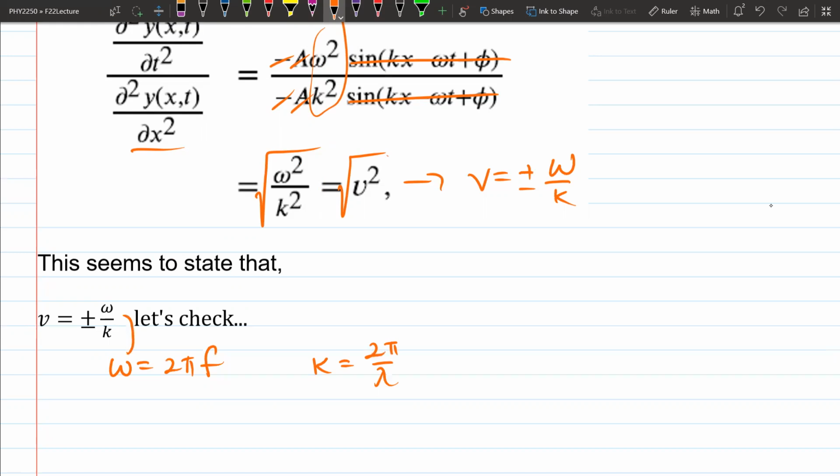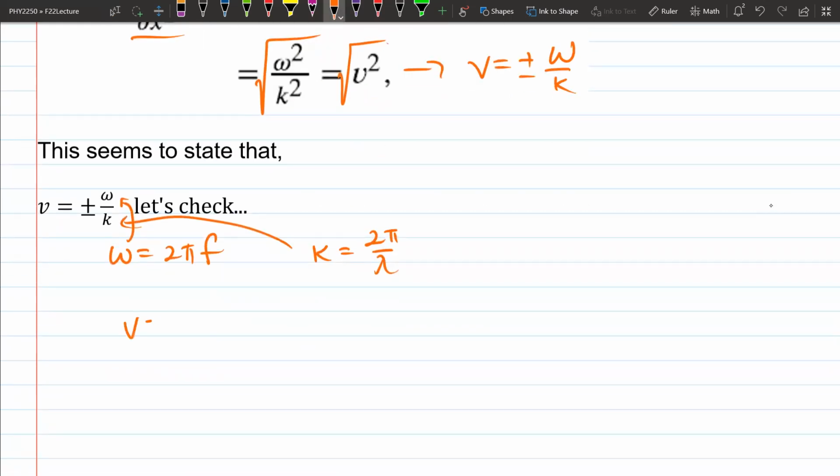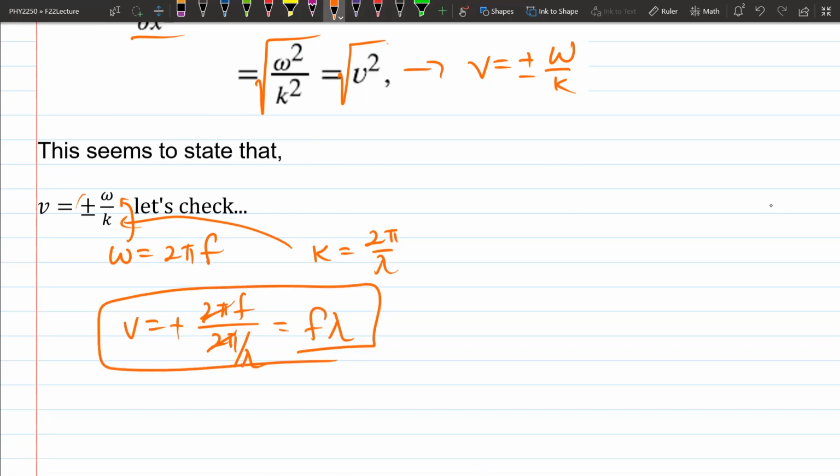So let's plug this back in here and this back in here. So v is equal to, let's just deal with the positive stuff for now, omega was 2 pi f, and k is 2 pi over lambda. The 2 pi's cancel out, and since lambda is in the denominator of the denominator, that's actually in the numerator.